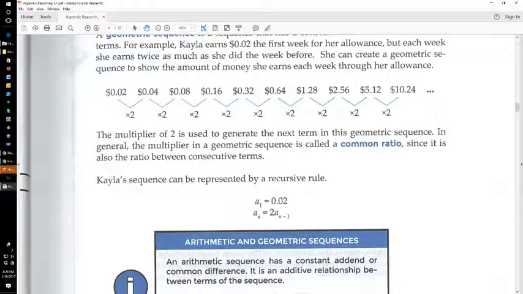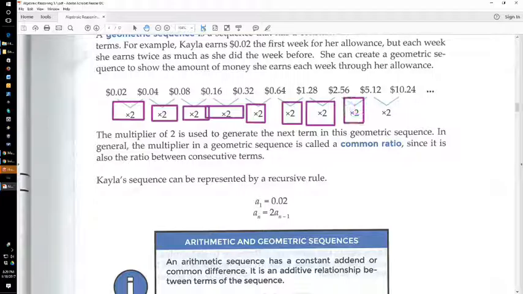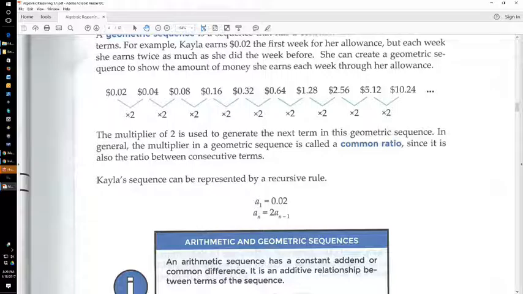hopefully you see that we are multiplying each one. We're multiplying by 2, multiplying by 2, multiplying by 2. So since we are multiplying or dividing, in this case multiplying, this is a geometric series. And that is an R, not an N: g-e-o-m-e-t-r-i-c. This is a geometric series. And this is the basic formula for it.